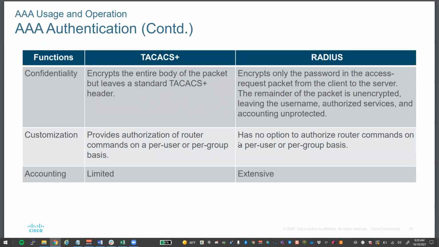You can see in the confidentiality, TACACS is going to encrypt the entire packet but leaves the standard TACACS header. RADIUS is only going to encrypt the password in the packet going through there. The remainder of the packet is unencrypted, including the username, authorized services, and the accounting, all unprotected. So TACACS is going to be very limited in accounting, where RADIUS is very extensive. It's going to send a lot of detailed information. So it's kind of a balance between which one you're using for what purpose.